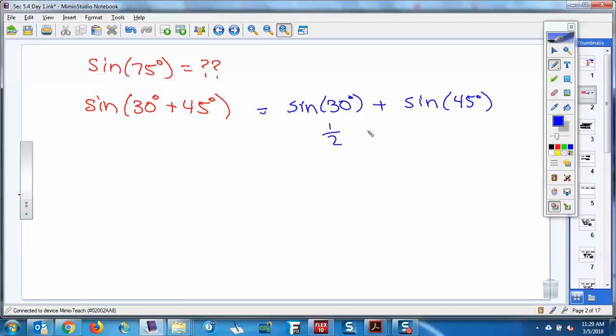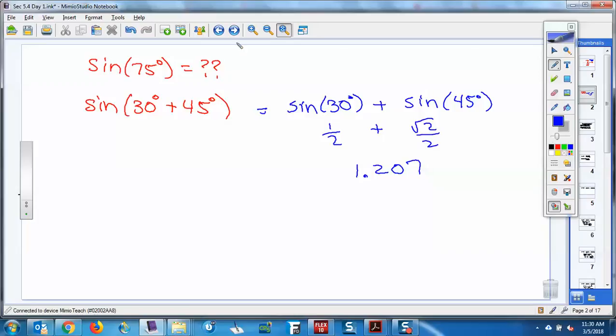Well, what's sine of 30? That's 1/2. What's sine of 45? Let's just check it on our calculator. So take 1/2 plus root 2 over 2 on your calculator, and let's see what we get. I'll just do it in my head real quick. Square root of 2 over 2 is 0.707, right? Plus 1/2. Okay.